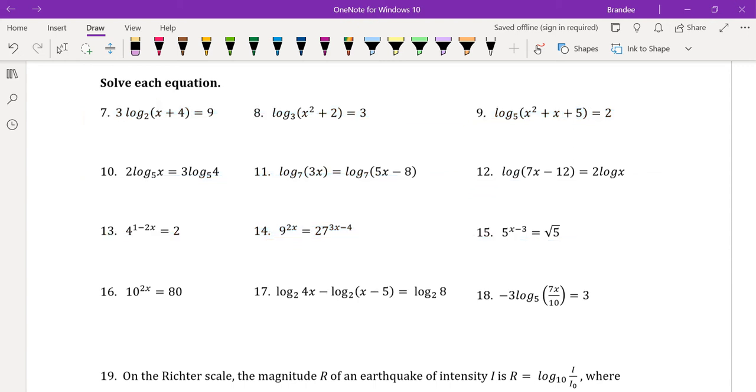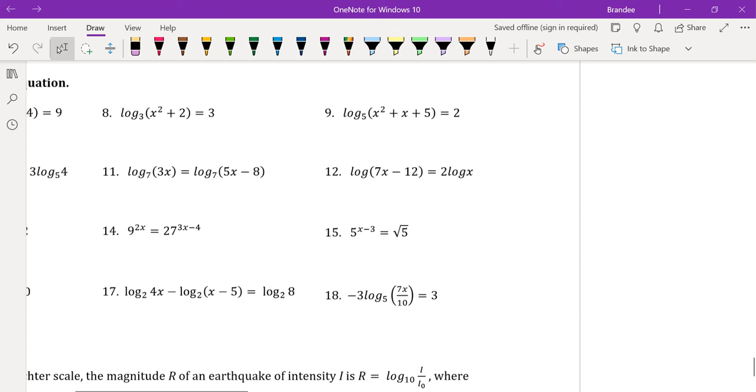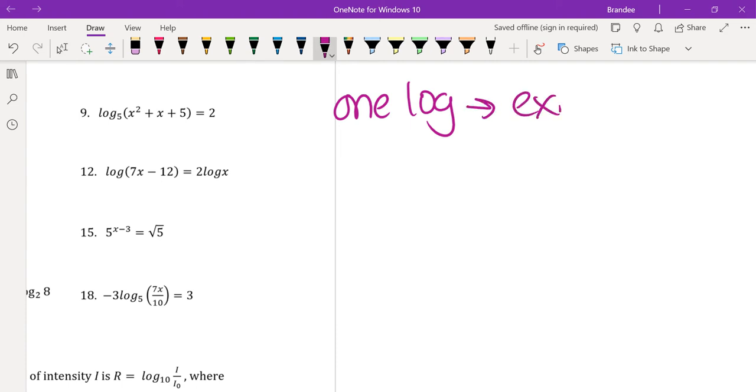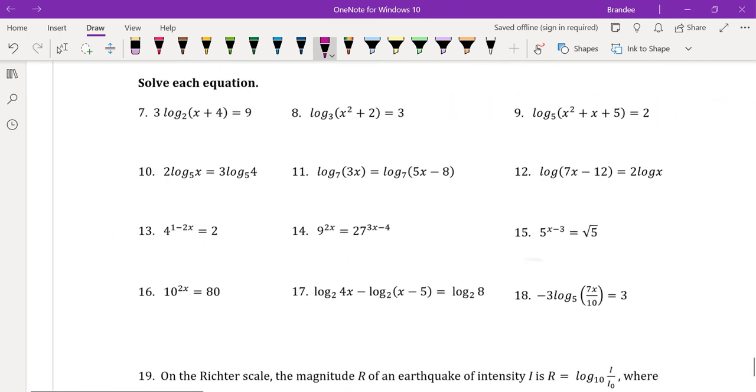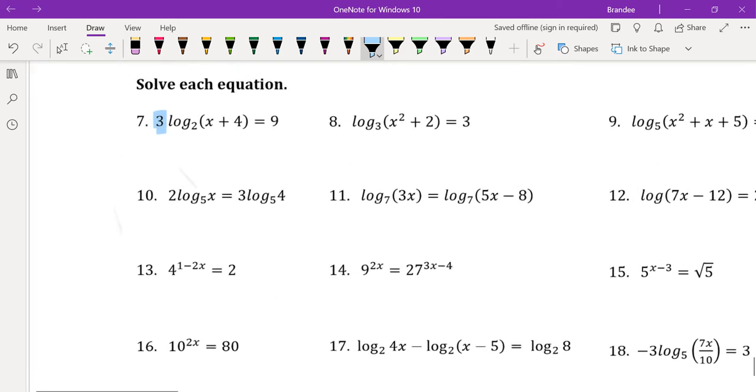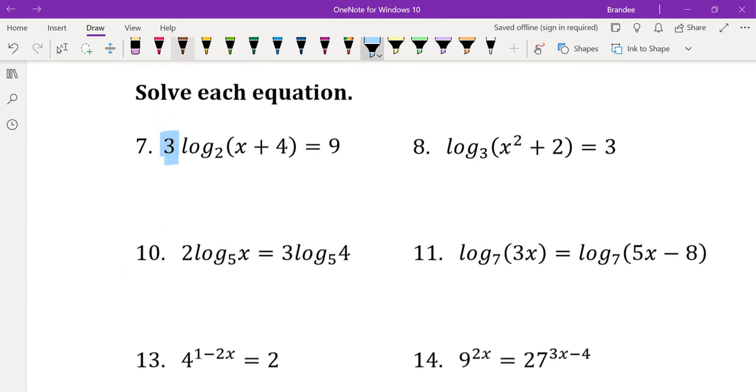So in the first three, when we see one log, we need to really be thinking exponential form, you guys. So one log, we always want to move into exponential form. That is a must. When I look at number 7 and I see that it's not quite in exponential form, or not ready to be moved into exponential form because of this 3 up front, I can be thinking, oh, power property. And, sorry, I dropped my pen.